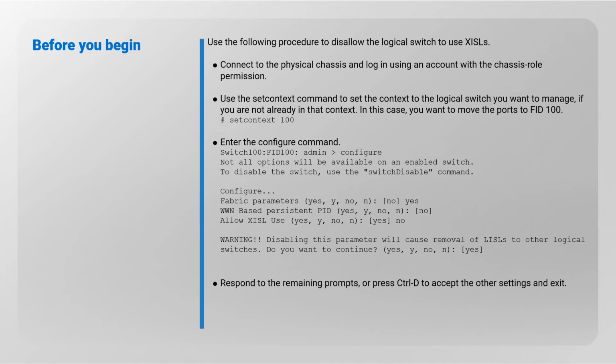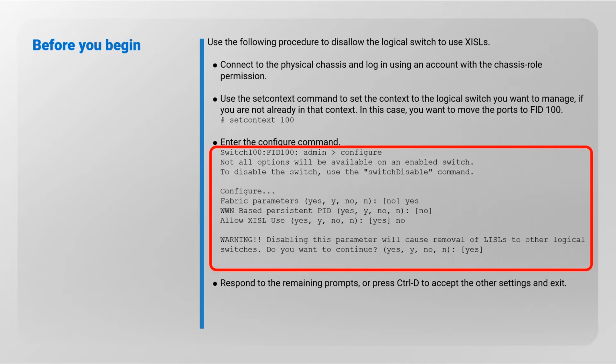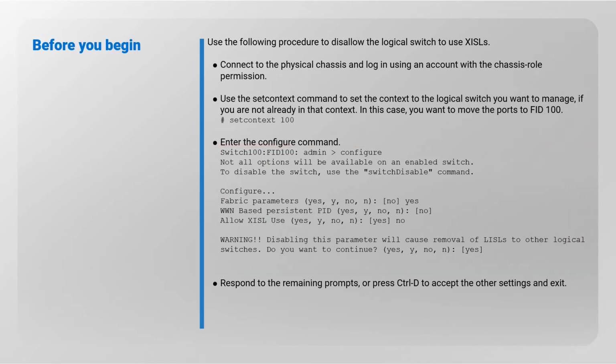Before you begin, use the following procedure to disallow the logical switch to use XISLs. Connect to the physical chassis and log in using an account with the chassis role permission. Use the set context command to set the context to the logical switch you want to manage if you are not already in that context. In this case, you want to move the ports to FID 100. Enter the configure command. Respond to the remaining prompts or press Ctrl D to accept the other settings and exit.